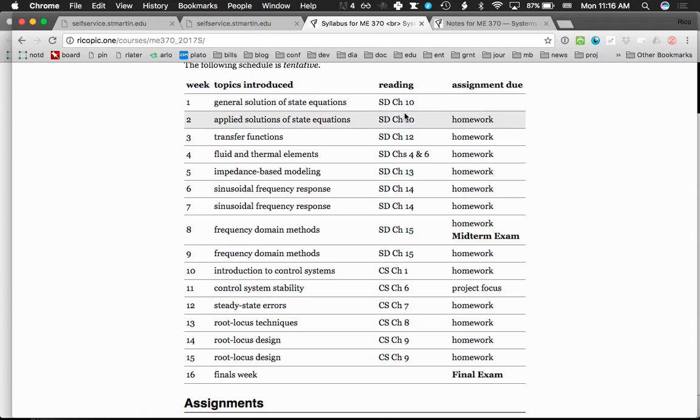Notice that we're starting off in chapter 10 of the Rowell and Wormley text, and then we'll do transfer functions, fluid and thermal elements. Then we're getting into the transfer function and frequency response function material. About week 10, we're going to start doing controls for the rest of the class. And we're going to actually build a real control system at the end of this class. So this is going to be a project.